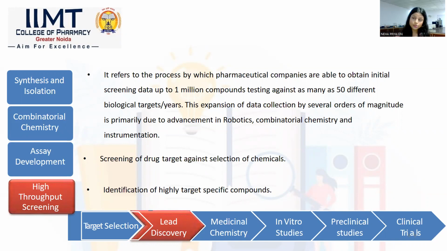But in high throughput screening, you can select over 1 million compounds against 50 different proteins and screen them at a time. So it is basically a very, very important part of lead discovery. So our target selection is done, our lead discovery is done.